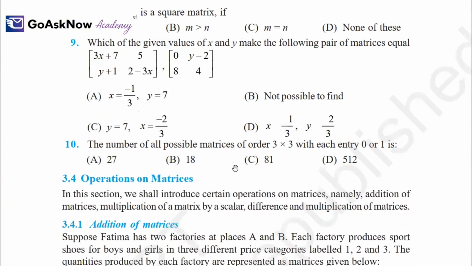The number of all possible matrices of order 3 cross 3 with each entry 0 or 1 is. So this is also a good one. Let's see how this question can be solved.